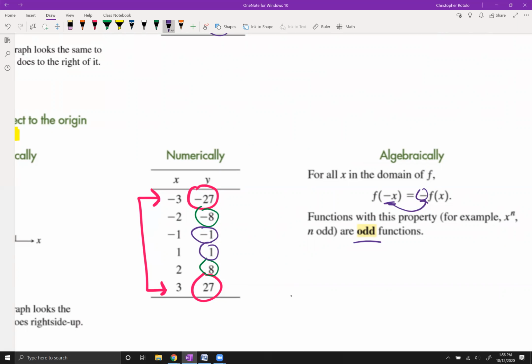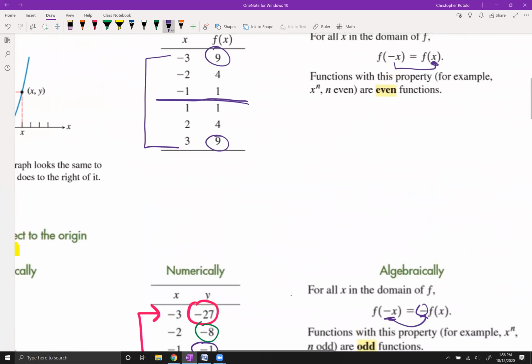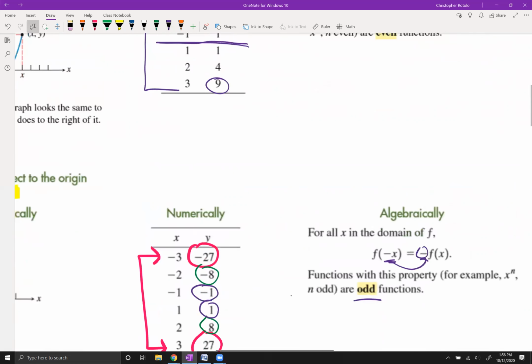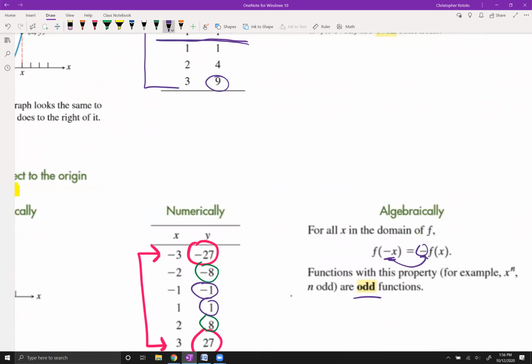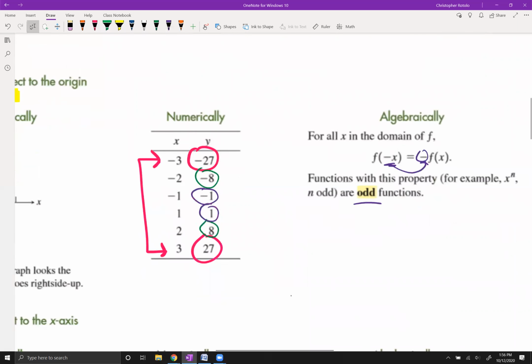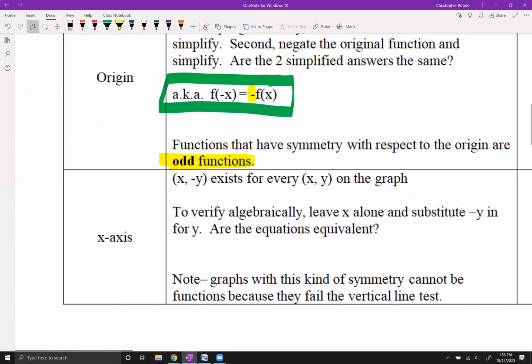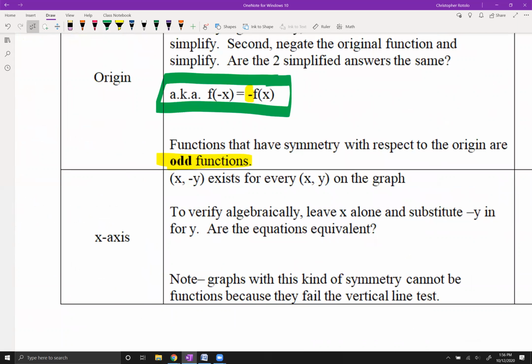Notice the test itself is exactly the same. If I scroll up here, we're going to put negative x in, and it either becomes positive, the original, or it's going to become negative of the original, and then we'll know what's going on. All right, last one. This is the x-axis. So that means I'm going to leave x alone, but if I take negative y and positive y, they're on the same graph.